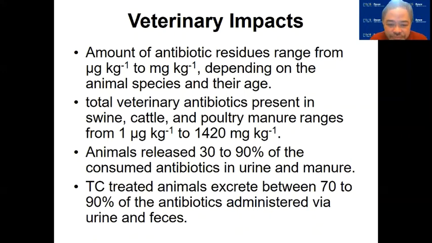If we look here, total veterinary antibiotics present in swine, cattle, and poultry manure range from 1 microgram per kilogram to 1,420 milligram per kilogram. Animals release 30 to 90% of the consumed antibiotics in urine and manure, which is good if you're the meat, but not good when you are the environment. And tetracycline-treated animals excrete between 70 to 90% of the antibiotic administered via urine and feces.